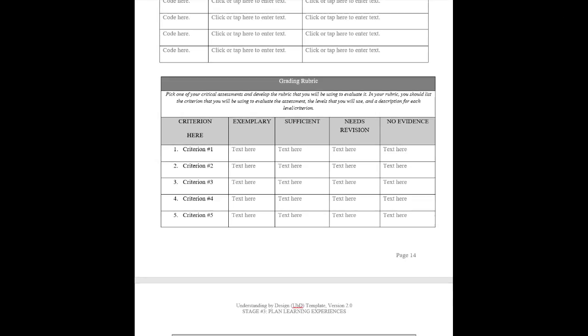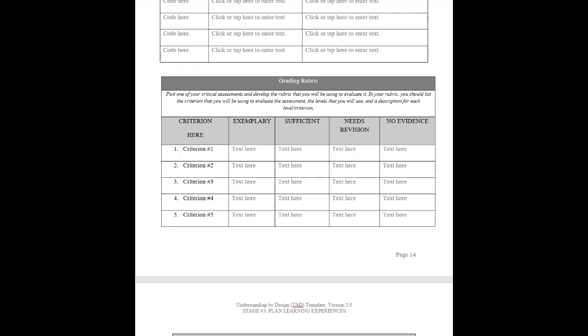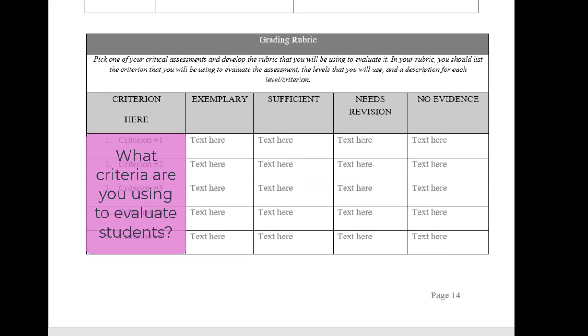And then finally, I have a grading rubric. And the grading rubric is important because it's going to go back to those performance-based tasks. I'm going to pick one of my critical assessments, and then I'm going to develop the rubric that will be used to evaluate it. In the rubric, you should list the criterion that you will be using to evaluate the assessment, the levels that you will use, and a description for each level of criterion.